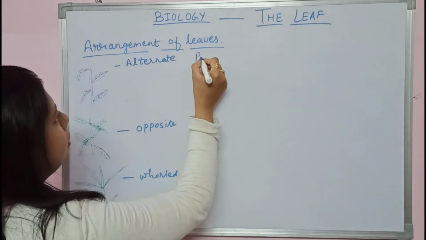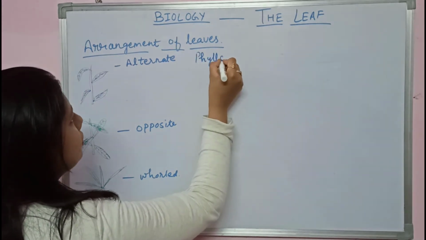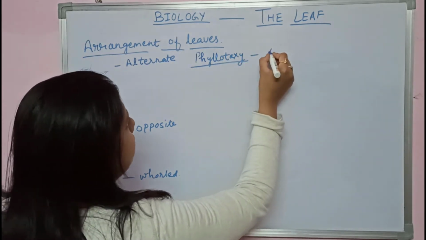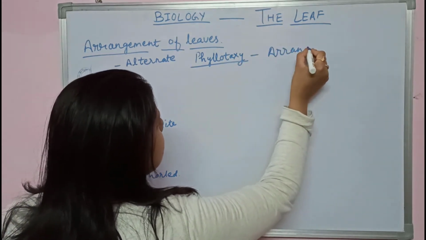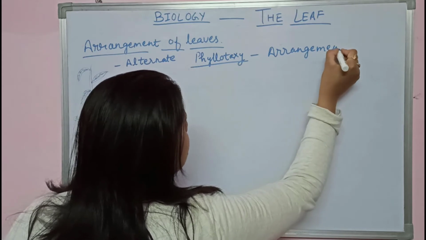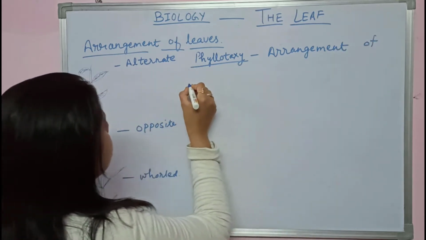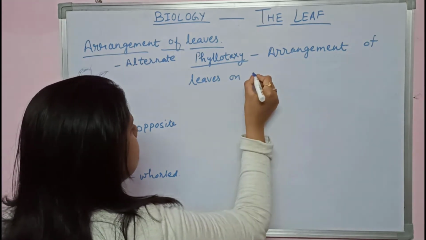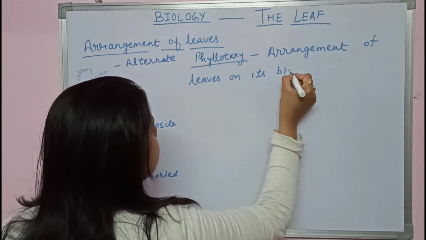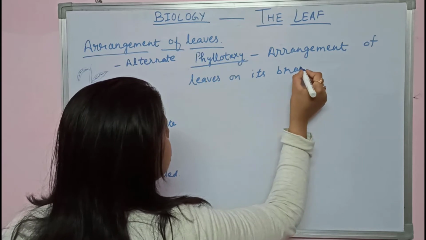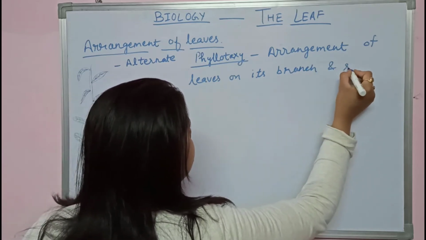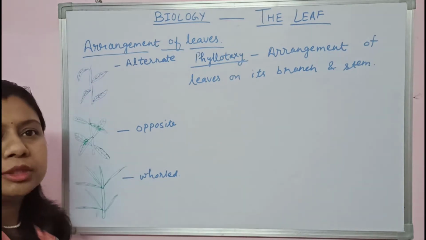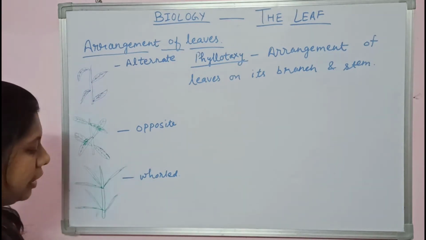What is it called? It is called phyllotaxy. Phyllotaxy is arrangement of leaves on its branch and stem. Arrangement of leaves on its branch and stem is called phyllotaxy.